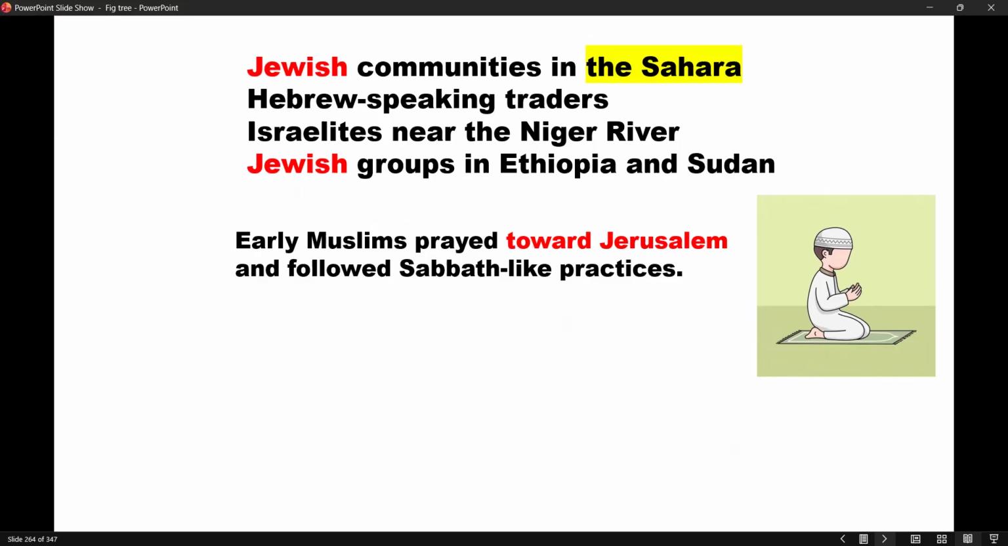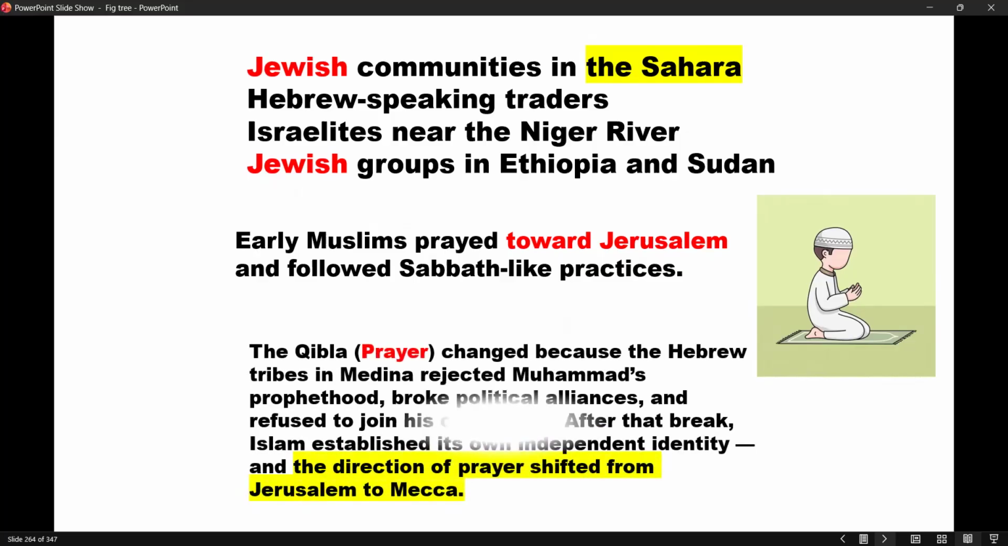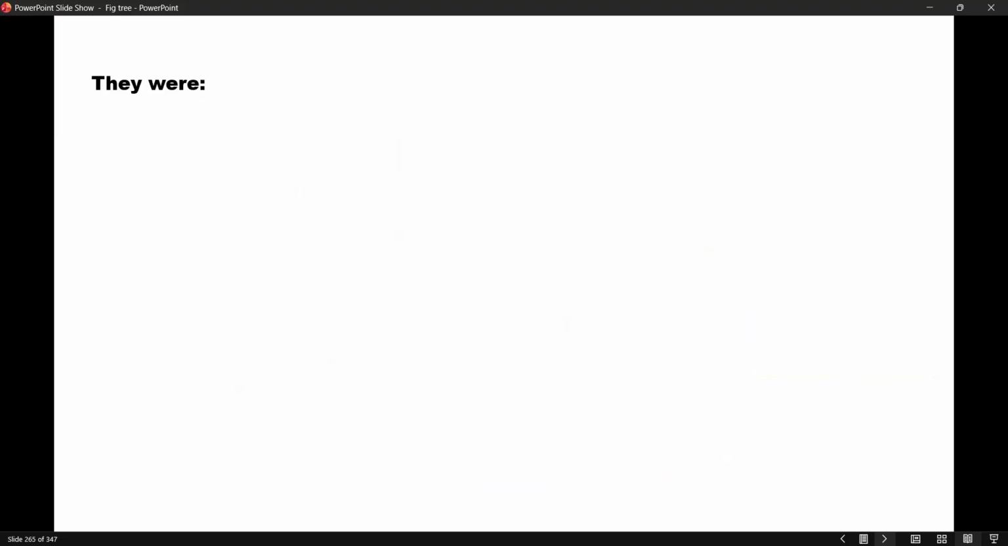So early Muslims prayed toward Jerusalem and followed Sabbath-like practices, right? They understood everything, right? The Qibla, or the prayer direction, changed because the Hebrew tribes in Medina rejected Muhammad's prophethood. So they didn't want nothing to do with that. He was trying to convert them because he wanted to be a prophet so bad. And he was like, no. So he broke political alliances and refused to join his community. After that break, Islam established its own independent identity, and the direction of prayer shifted from Jerusalem to Mecca, I'm sorry.